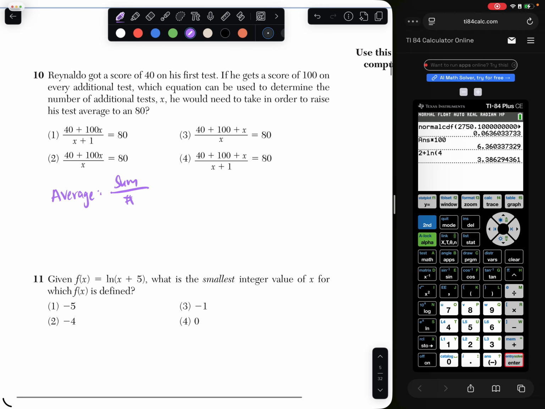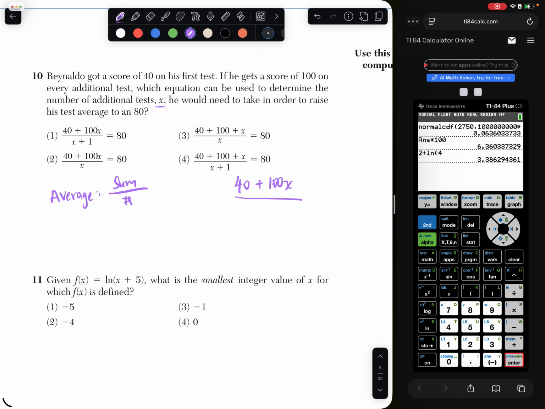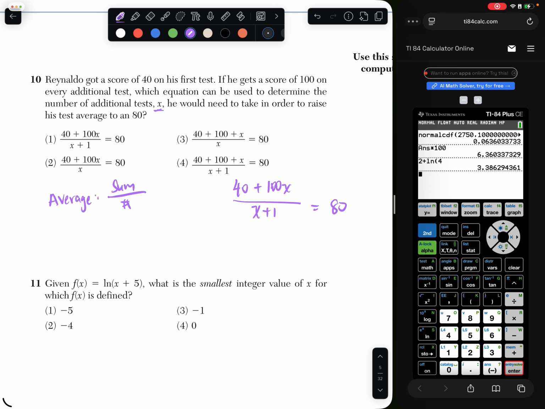So he got a 40 on the first test, and then 100 on every additional test. I would do plus 100 times x. That would give me the total score. And I'm going to divide it by the number. So x is the number of additional tests, so you have to be careful here. I would actually divide it by x plus 1, because x does not include that first test. And then this will equal 80, because I want the average to be 80. So the answer is choice 1.